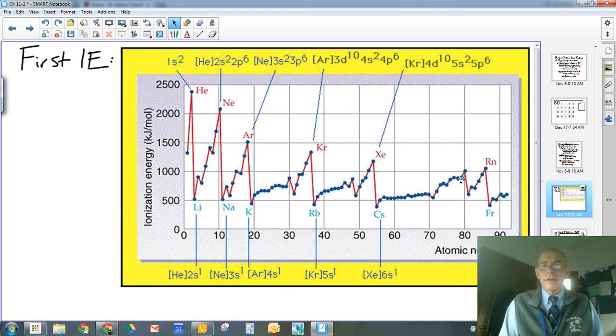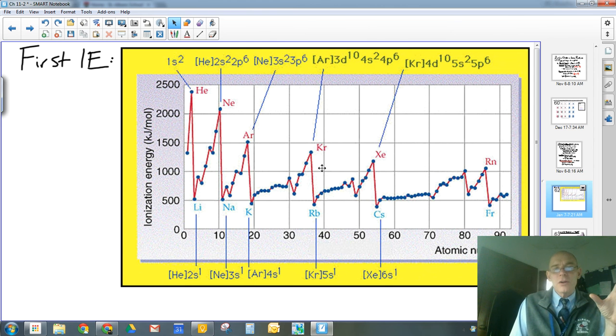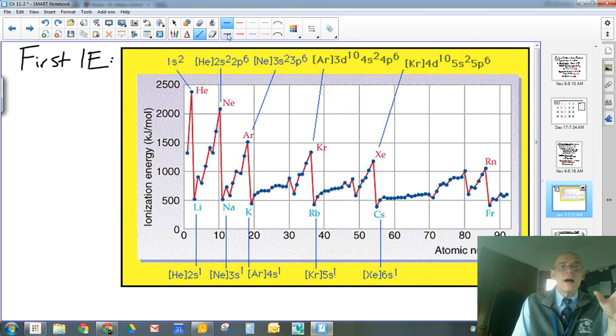Another kind of scary looking chart. Don't be scared. Kind of the scariest looking chart here is this. There's nothing much more I want to talk about other than this. This depicts the first ionization energies for every atom on the periodic table except for the F block.